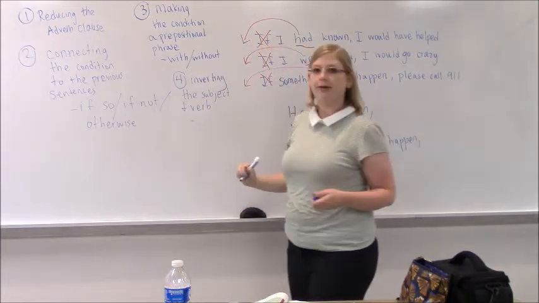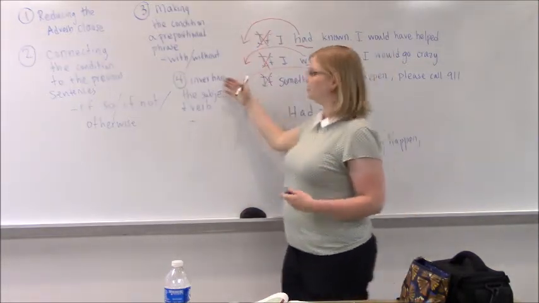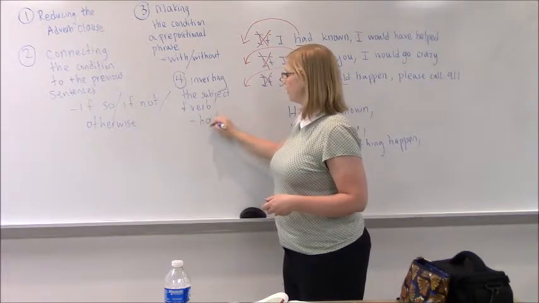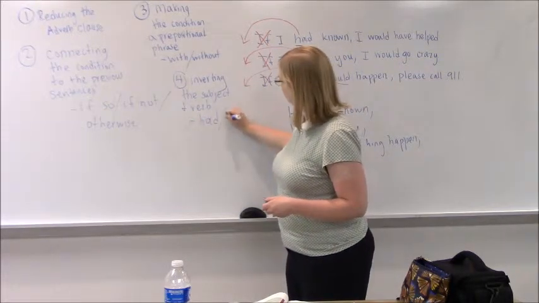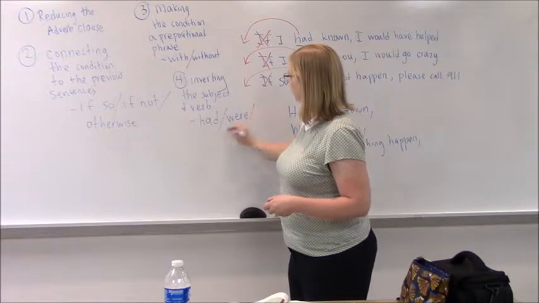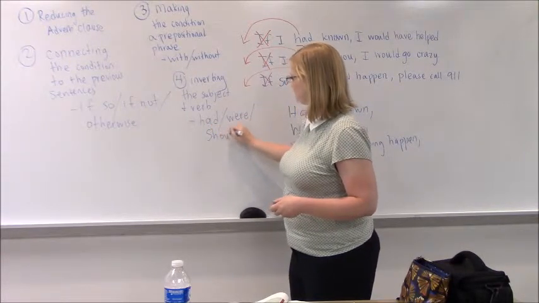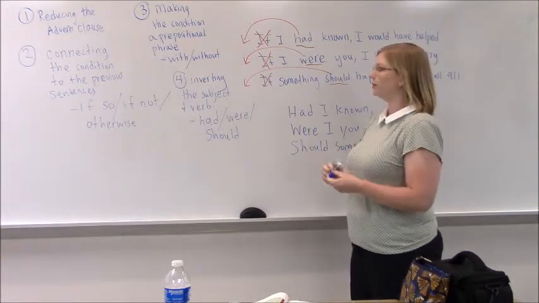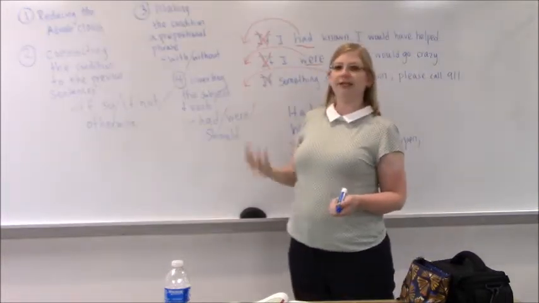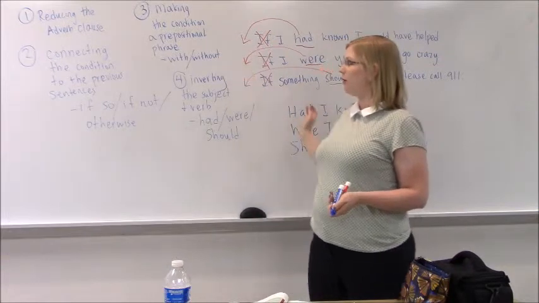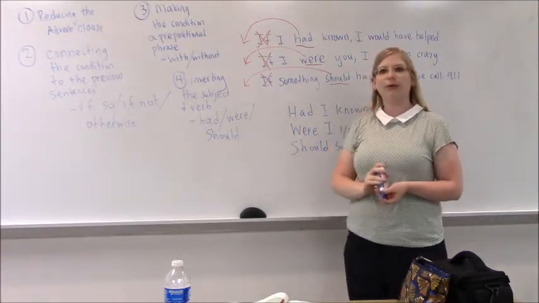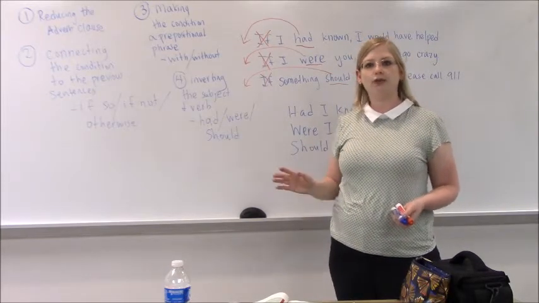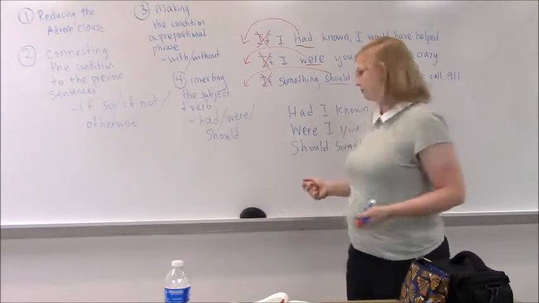So the final way that we can reduce is by inverting the subject and verb, but only when we are using had, were, or should. Okay, so what we're actually going to do now is reduce an example conditional using all 4 options. So hopefully it becomes very clear to you how you can reduce conditionals in these 4 different ways.